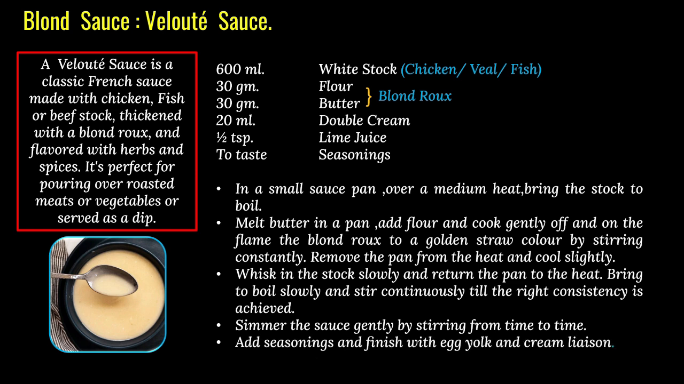Now, finish it with an egg yolk and cream liaison. We have mentioned that in our earlier class. It will give you extra glossiness, last-moment thickening, and a velvety texture to the sauce. Egg yolk and cream liaison is mixed in a 1:3 ratio, 1 part egg yolk with 3 parts heavy cream. Remember that.